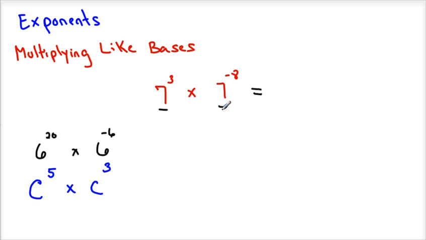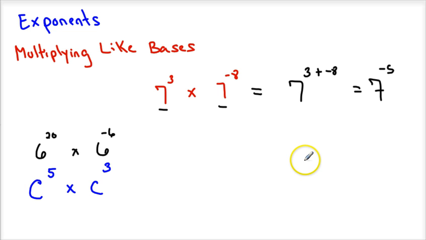To multiply numbers with the same base, what do we do? What's that next phrase? Add the exponents. Okay, so I'm going to keep my same base, 7, and I'm going to add my exponents. So I'm going to say 3 plus negative 8. And this is going to give me an answer of 7 to what power? 7 to the negative 5th power. Excellent.